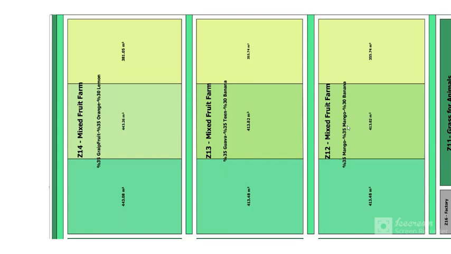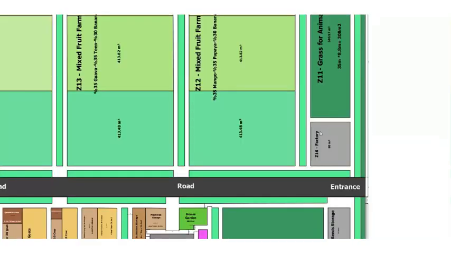Okay, as you see, the plan here, this is the mango, this is the mango, and this is the papaya, and this is the banana. Okay, and here is the grass. This is the factory. Factory can be start now or can be start in the future.